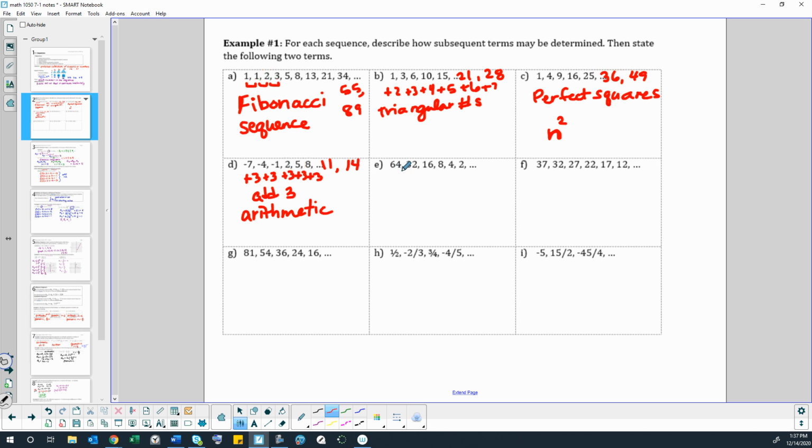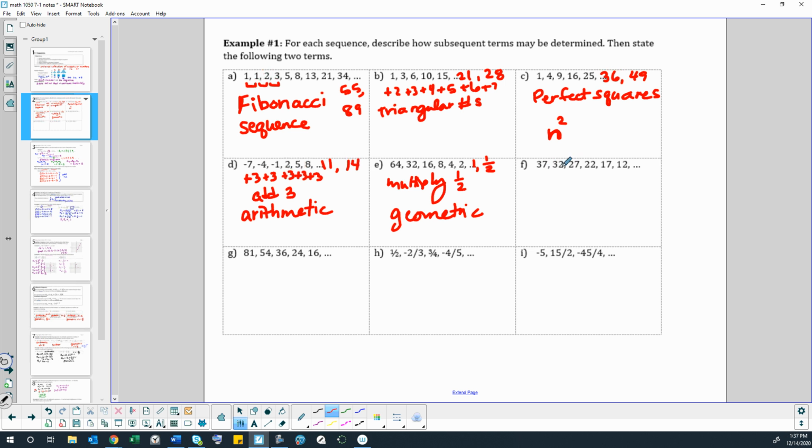This one, let's see, we've got 64 and then 32. So half of 64 is 32. Half of 32 is 16. Half of 16 is 8. I'm pretty sure that these numbers are being multiplied by 1/2. So the next 2 numbers would be 1 and 1/2. So we're multiplying by 1/2. And when we multiply by a number to get a sequence, we call that a geometric sequence. These should be clear, back stuff you learned in 9th grade.